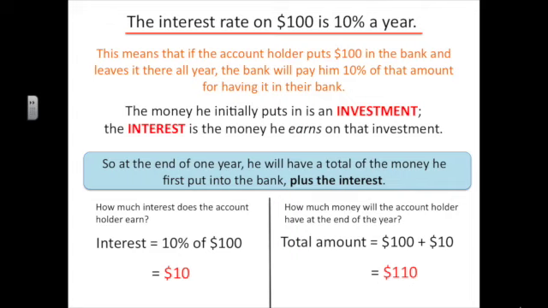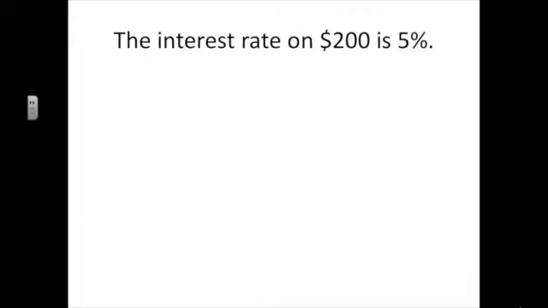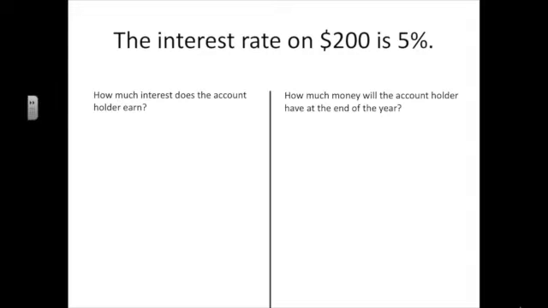Now I want you to try a problem. The interest rate on $200 is 5%. I want you to answer these two questions. How much interest does the account holder earn? And how much money will the account holder have at the end of the year? Solve both of these problems in your notebook. If you're stuck, rewind the video and re-watch how we solved the previous problem.